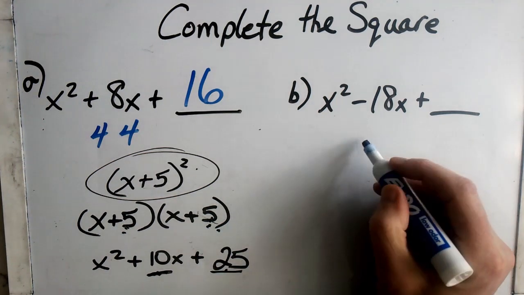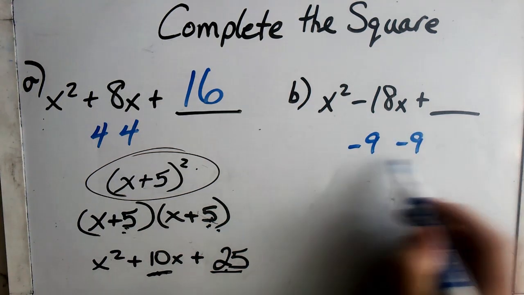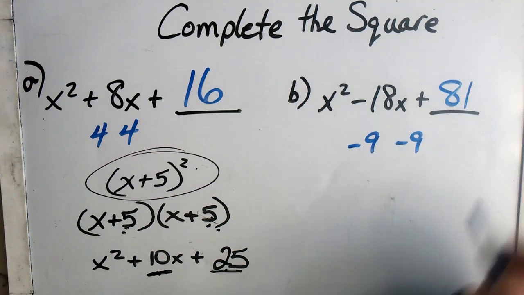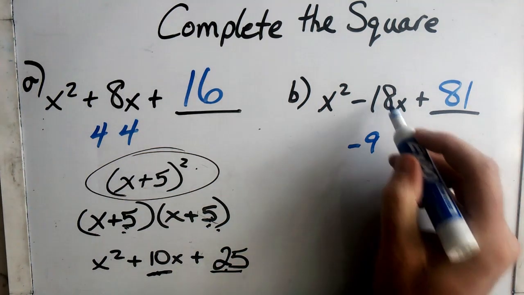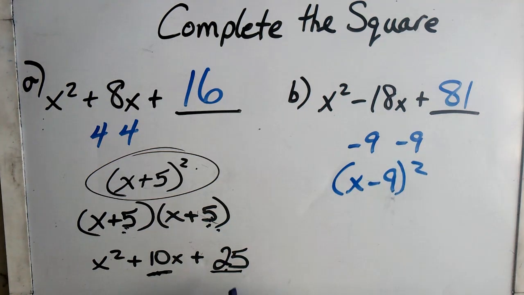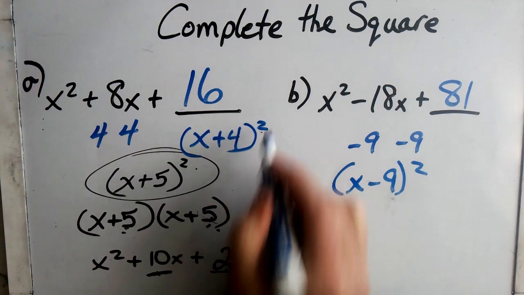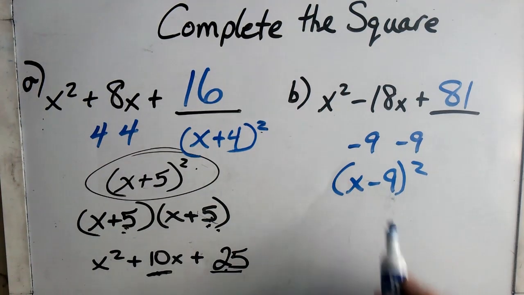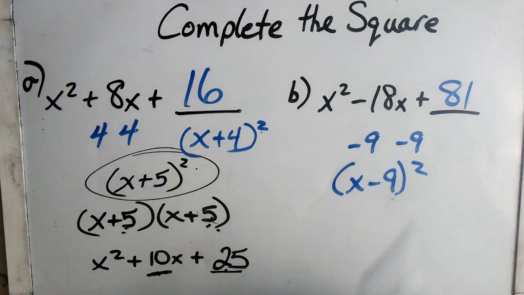Okay, so this one we cut in half. We get negative 9, negative 9. Negative 9 squared is 81. I now have a complete the square. Now, if I factor this, I get that. And if I factor this one, that's what we're trying to do. We're trying to get the perfect square factored when we don't know that first number.